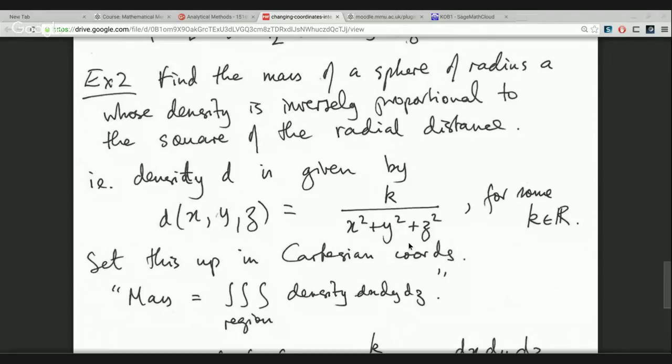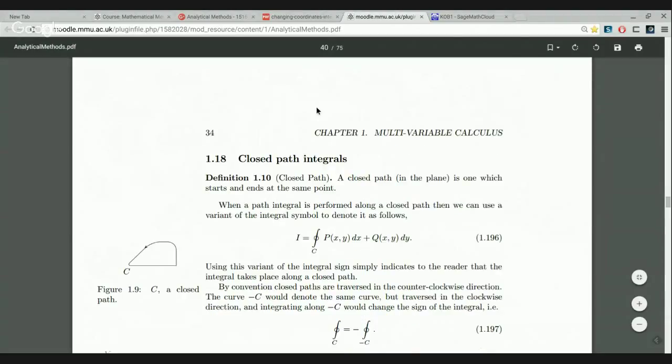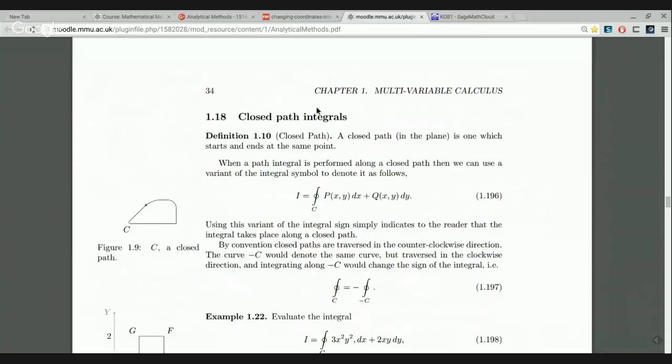The next section is on Green's theorem. Well, sorry, it's section 1.18 there. It's headed closed path integrals. Okay, so this is leading into the next section on Green's theorem.